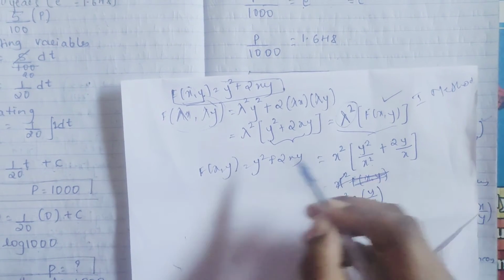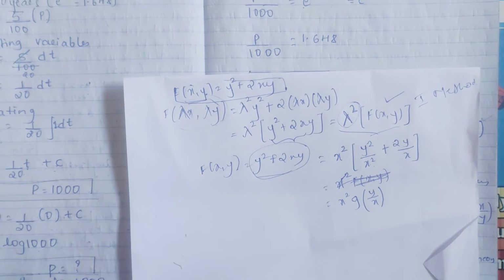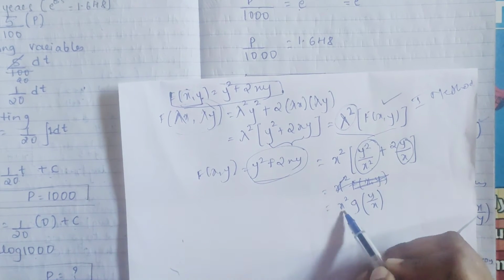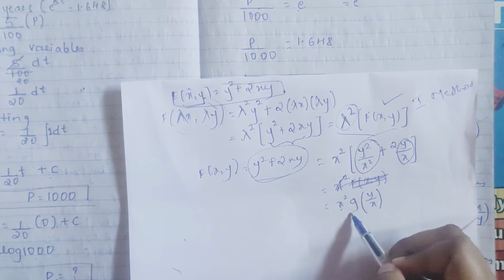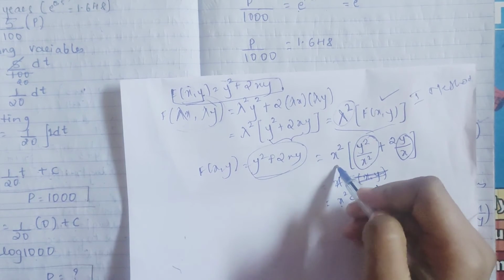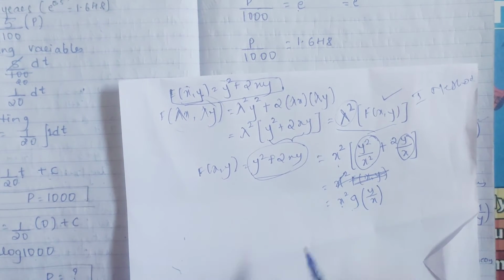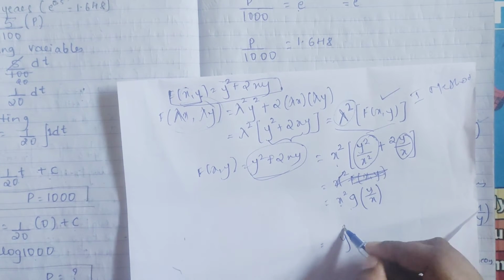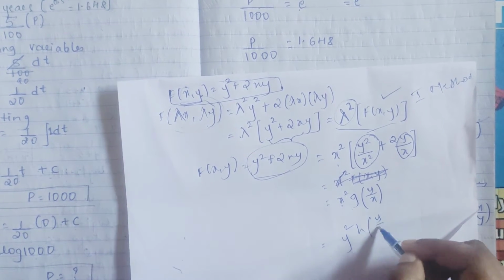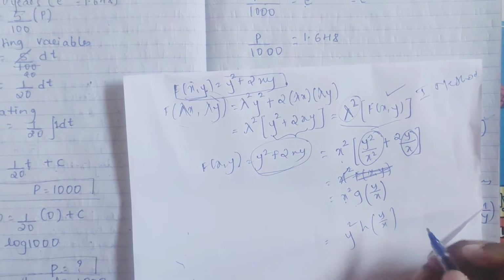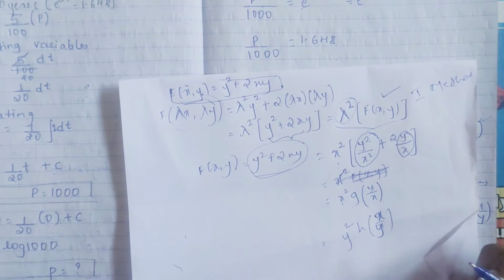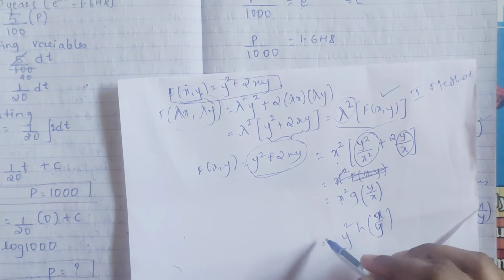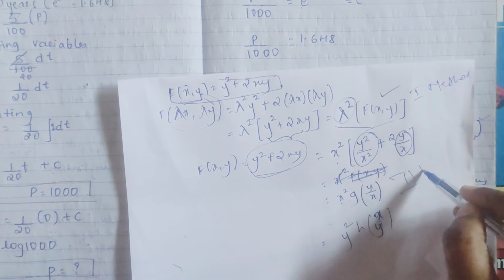Here you can see you are getting it in y by x form. So we take x square g of y by x. In the reverse case, if you take y square, it becomes y square times h of x by y. Anyhow, if you take it here, this is the second method.